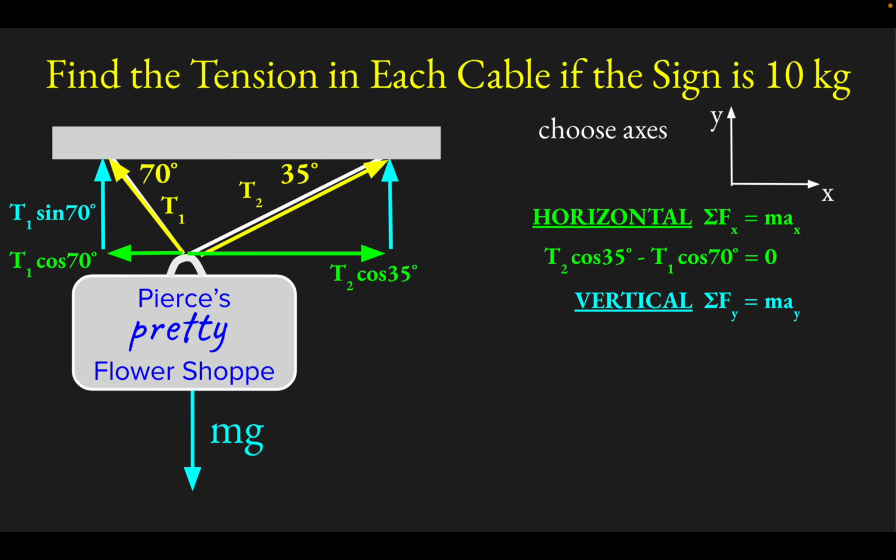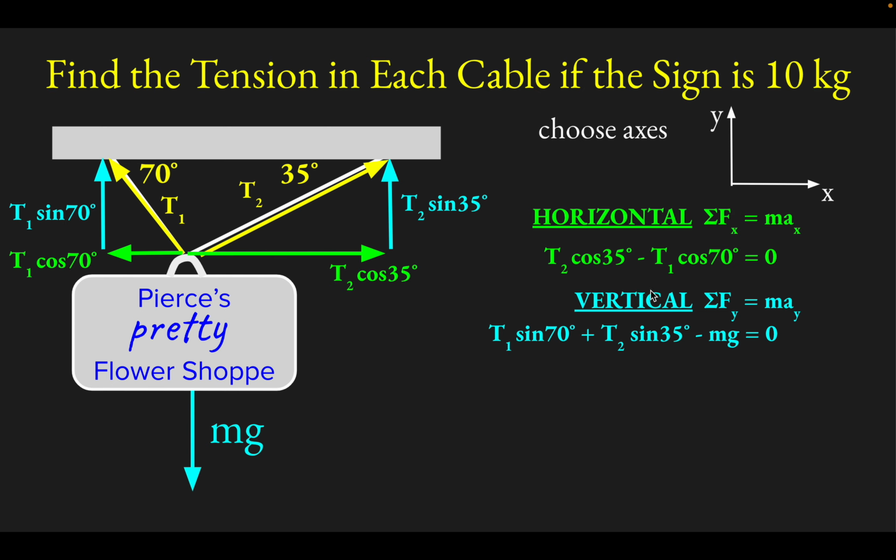Looking vertically, we have T1 sine 70 up. It's sine because it's opposite to the 70-degree angle. T2 sine 35 is up, also opposite the 35-degree angle. And mg down. So you have T1 sine 70 up, T2 sine 35 up, and mg down, and those have to add to 0 since the sign's not accelerating. Now we have two equations for two unknowns.